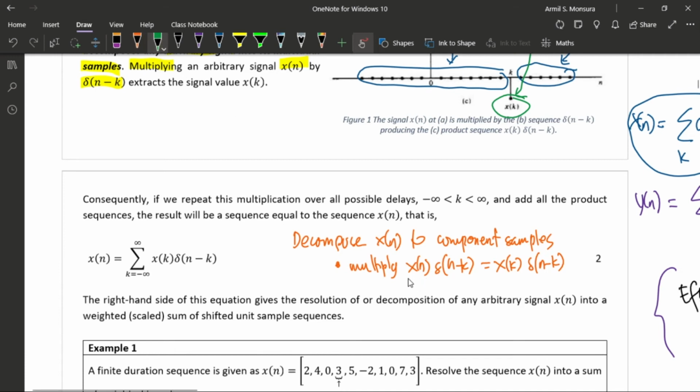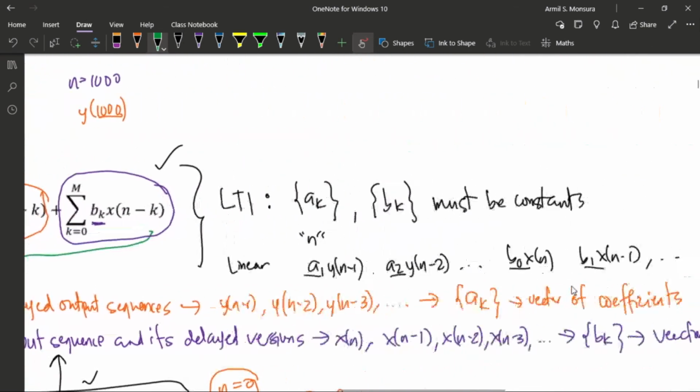So kung ilan ngayon yung length nitong x niyo, kung ano yung length of x, ganun karami yung equal yan sa number of product sequences. Dahil nga again, this is a product sequence. Mamaya makikita niyo naman sa example. So that's how we decompose now x of n to component samples. We multiply x of n with delta n minus k to form the product sequences x of k times delta n minus k.